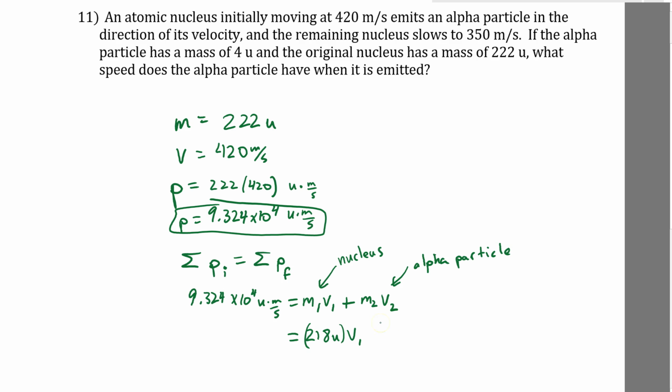Oh wait, they give us that number. It's 350. So 350 meters per second is the speed of the new nucleus. The alpha particle has a mass of 4u, and we're solving for v2. That's what we're solving for.